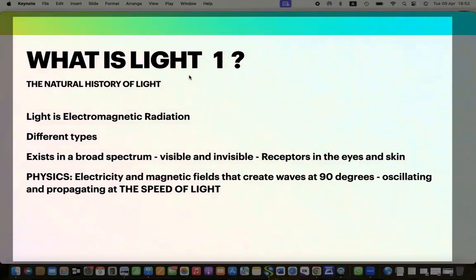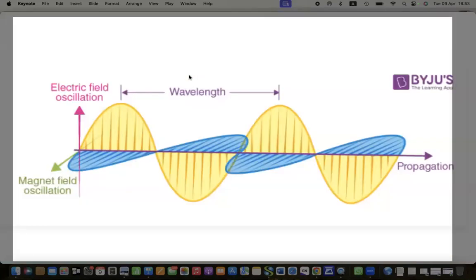And what it is in physics terms, and I'll show you a diagram now, is two fields that oscillate and move together at 90 degrees, moving at the speed of light. That's just a representation of it. The horizontal one is the magnetic field, and the electric field is the vertical one. You can see the distance between the crests of the waves, and that's the wavelength.